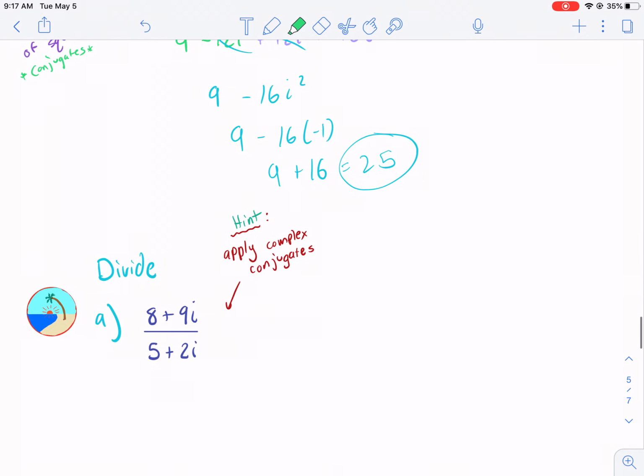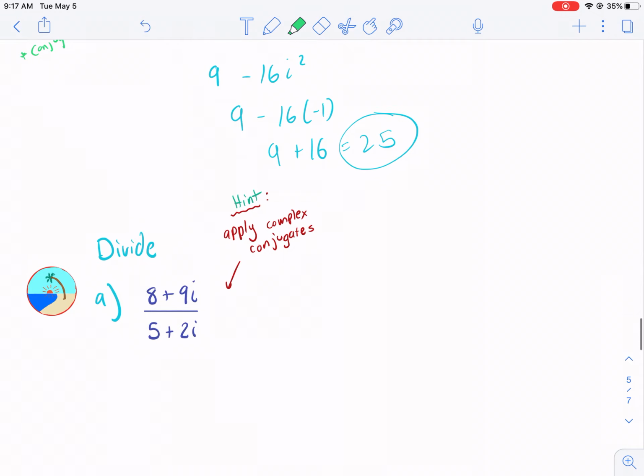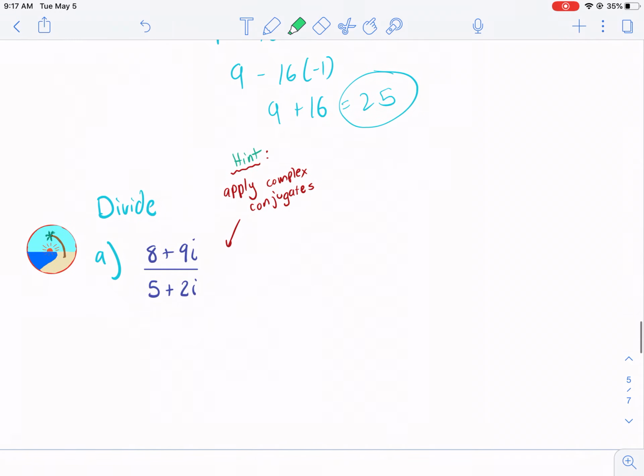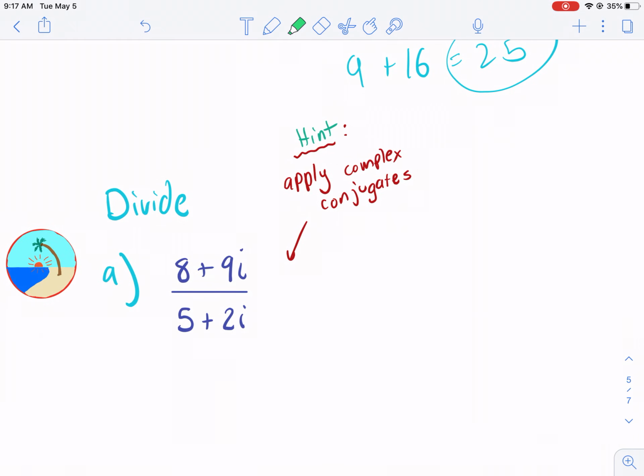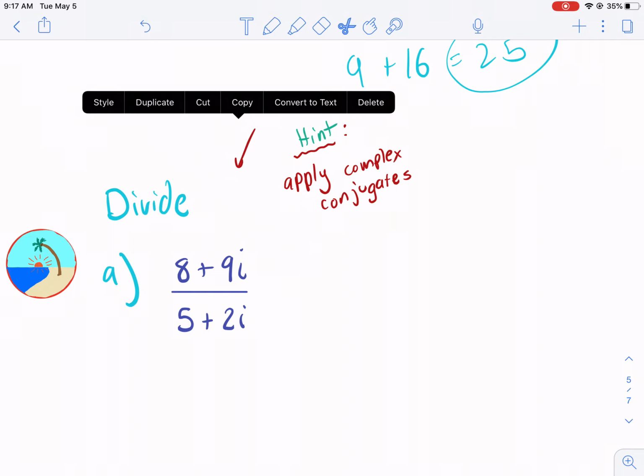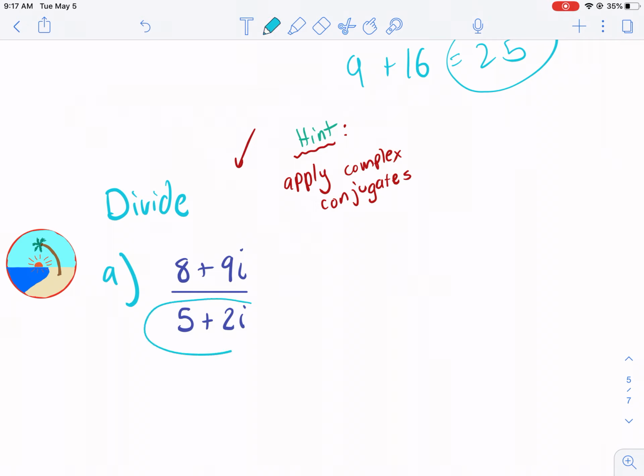Okay, now complex conjugates allow us to do some kind of heavy lifting with division and other operations. So if we're looking at this problem, the hint is apply complex conjugates. Well, how do I divide this monstrosity here? 5 plus 2i. That seems really complicated. I guess that's why they call it complex numbers. Well, it's not as bad as it seems. So the first thing we have to do is get that 2i out of the denominator. That makes it near impossible to divide. So how do we do that?